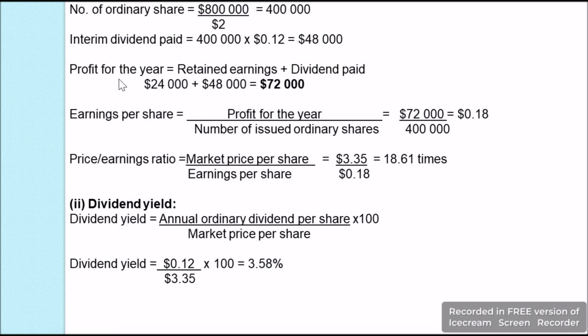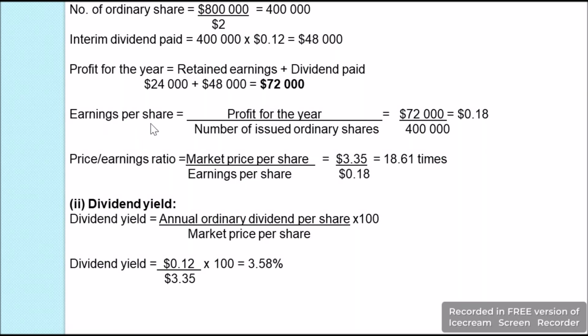Profit for the year is not mentioned in the question and we have to get this information. And how do we get it? What we do is we take the profit for the year, from there we retain some of the profit and we pay some of it as dividend, and we also transfer some of it as general reserve. We don't have general reserve here, so to get the profit for the year we take the retained earnings. To this we will add the dividend, that is $24,000 plus $48,000 which we have calculated here, and we'll get the profit for the year as $72,000.